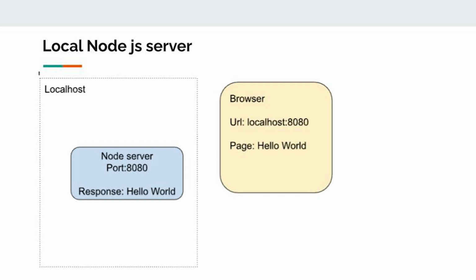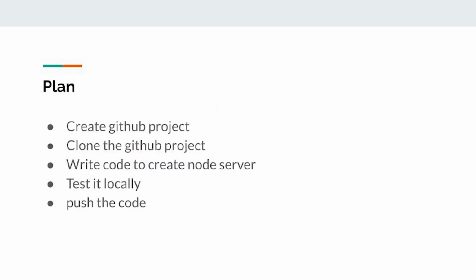The URL is localhost:8080. The expected result is "Hello World" printed on the page. The steps that we will be doing in this video are as follows: creating a GitHub project, cloning the GitHub project, writing code to create a node.js server, testing it locally, and pushing the code.